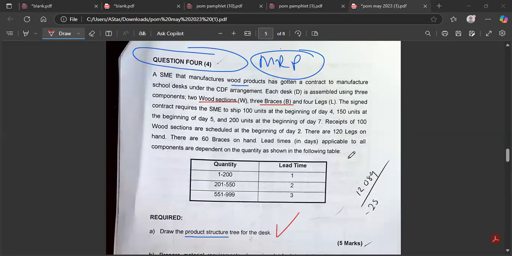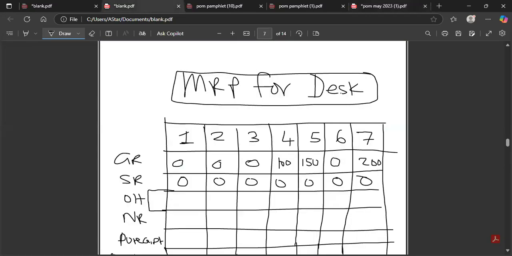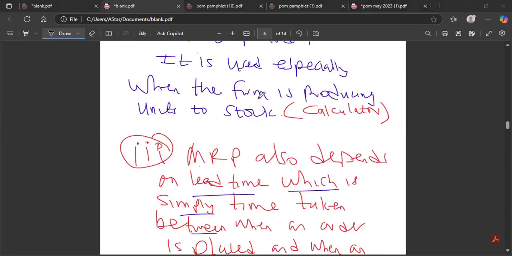So on hand for the desks, do we have any? There are 120 legs on hand. There are 60 braces on hand. So we don't have any on hand for the desks. We just have the signed contract, which requires the SME to ship 100 units at the beginning of day 4, 150 units at the beginning of day 5, and 200 at the beginning of day 7. So this product structure came from the information given in the question. Like I mentioned, every time the product structure tree is obtained from the information given in the question.